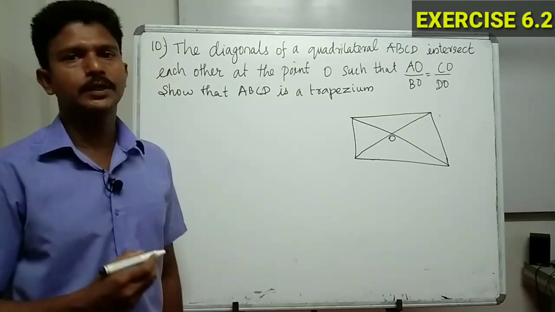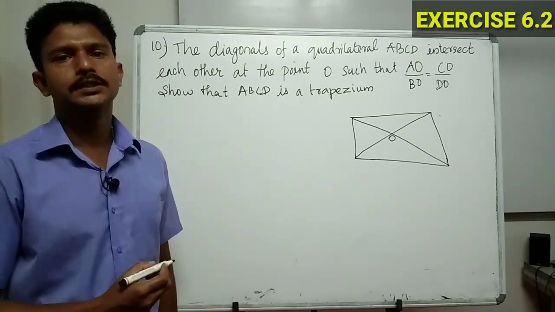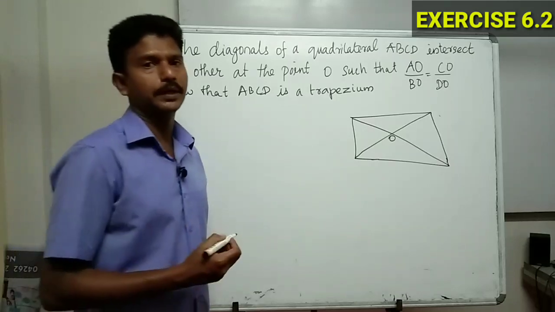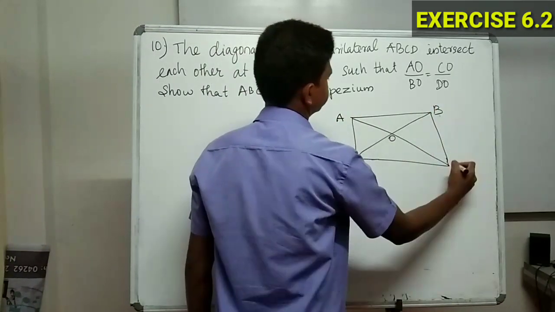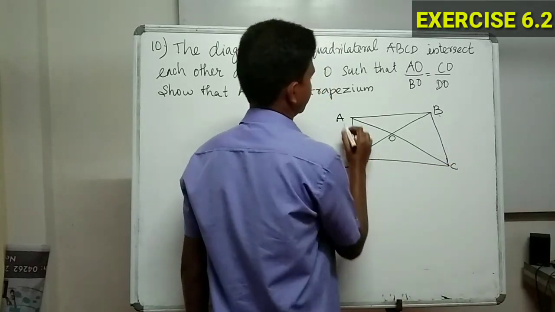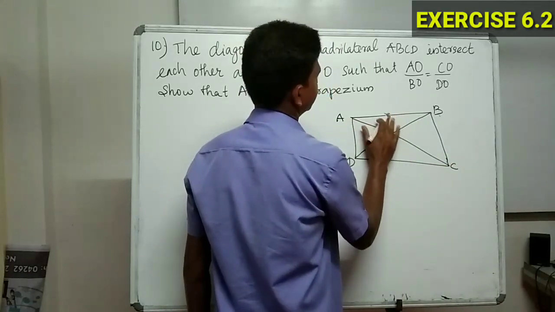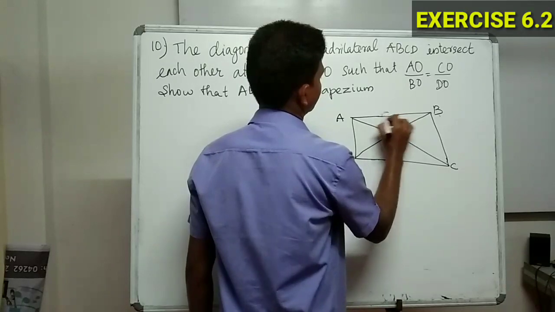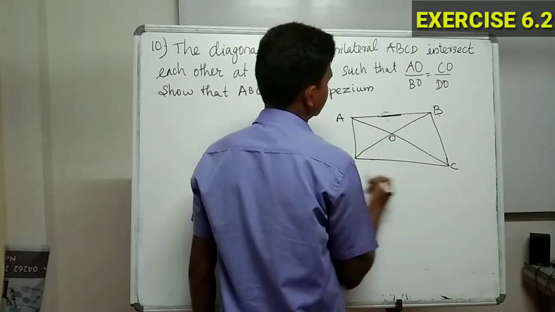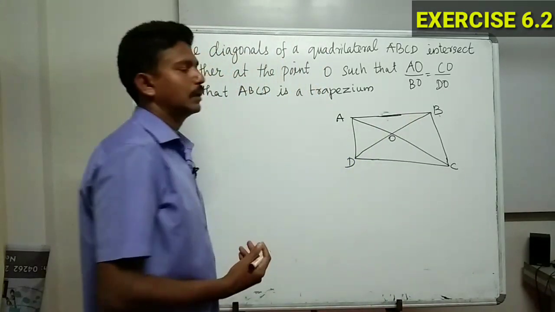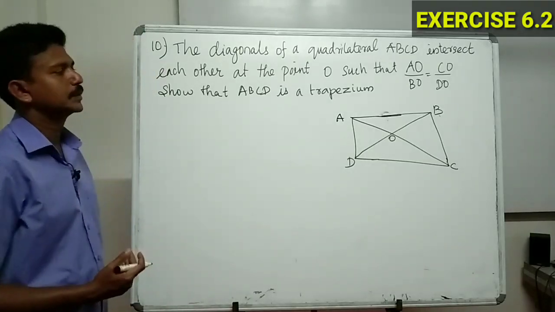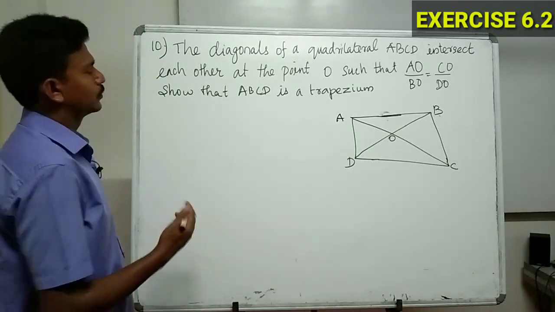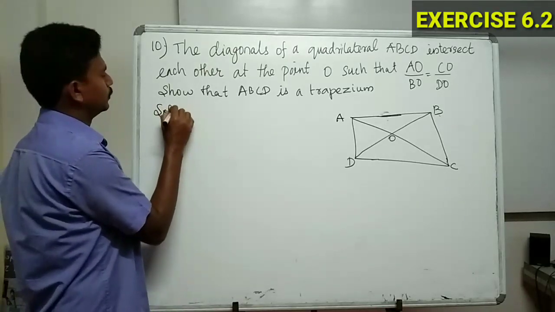For a trapezium, we have to show that any one pair of sides is parallel. So here we are taking ABCD. If you could say that sides AB and DC are parallel, then we can say ABCD is a trapezium. So at first, what is given to us?